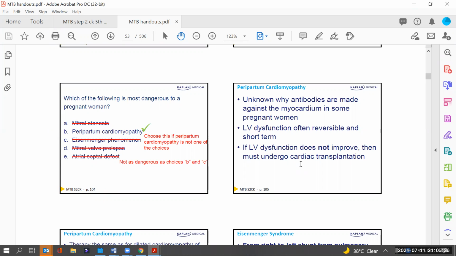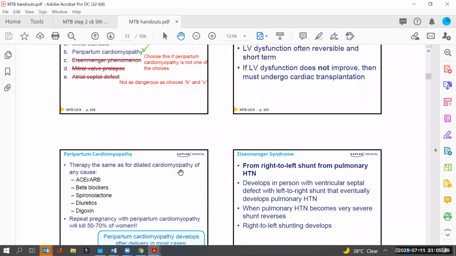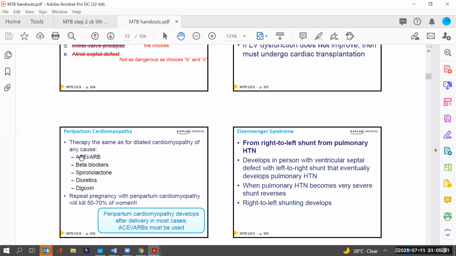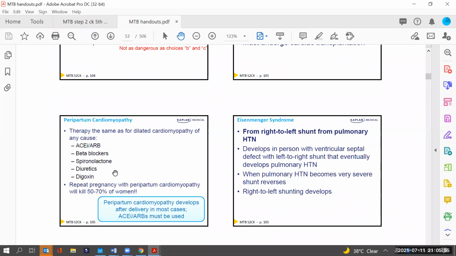Because pregnancy is of course time bound, right? It should be 9 months. So during this time period, the patient can survive. But after that, if there is no improvement in the left ventricular dysfunction, we have to go for transplantation. The treatment is the same as for dilated cardiomyopathy. We have to give all these drugs which can reduce the mortality of our patient. Nothing significant, all are to decrease mortality.